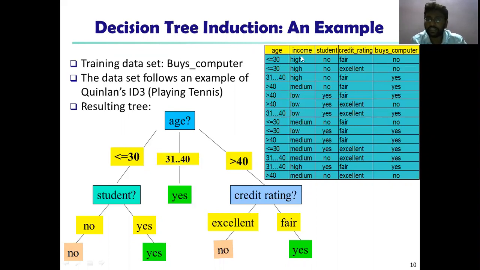Here we have age, income, student, credit rating, and buys computer. That means we are taking electronic details data. In this electronic details data, we are constructing a decision tree by using all the data set available in this graph. This is the example of this data.